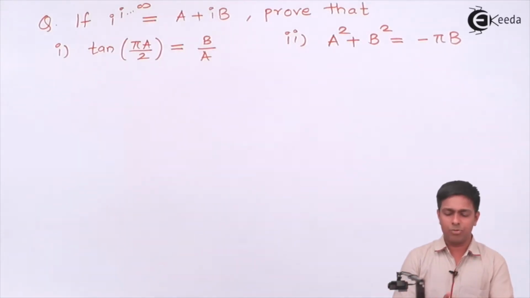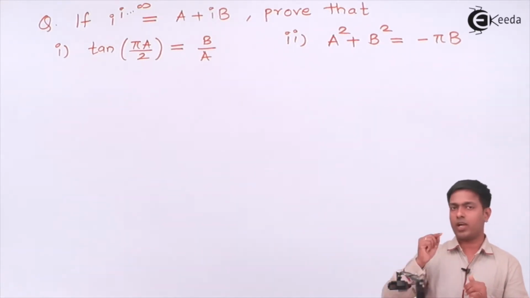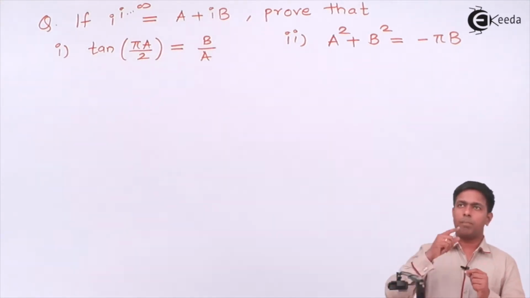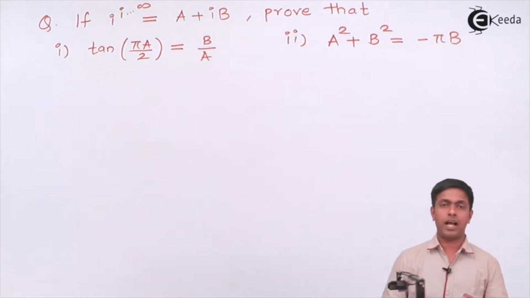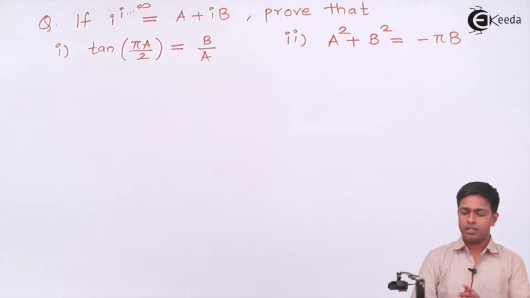We're going to solve this numerical where i raised to i raised to i raised to i raised to, till infinity. The terms in the power are till infinity. The value of this is given as a plus ib, and we have to prove that tan of pi a upon 2 is equal to b by a, and the second result is a square plus b square is equal to minus pi b.